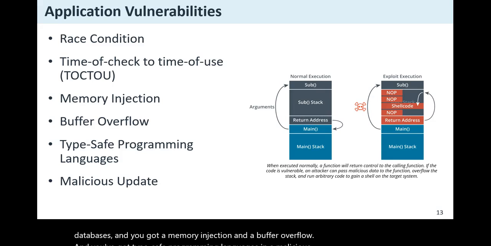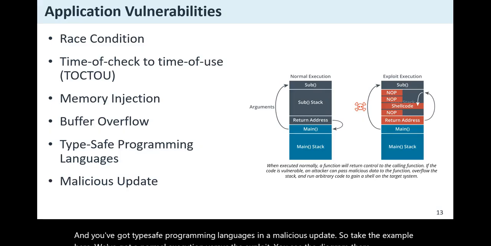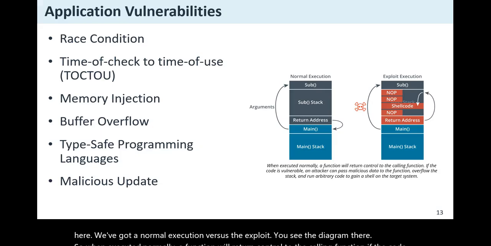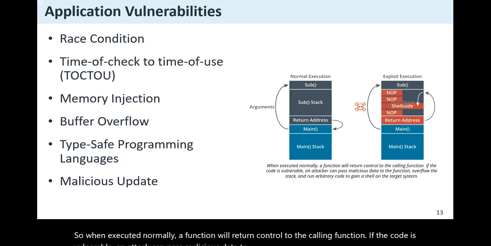So take the example here. We've got a normal execution versus the exploit. You see the diagram there. When executed normally, a function will return control to the calling function. If the code is vulnerable, an attacker can pass malicious data to the function, overflow the stack, and run arbitrary code to gain a shell on the target system. So that's the vulnerability there and how it is taken advantage of.